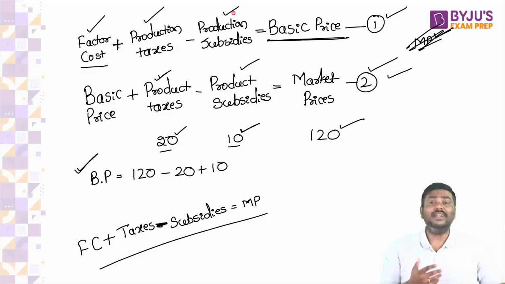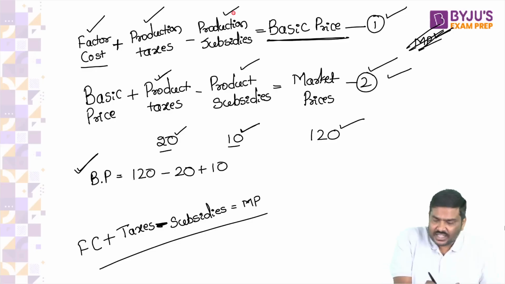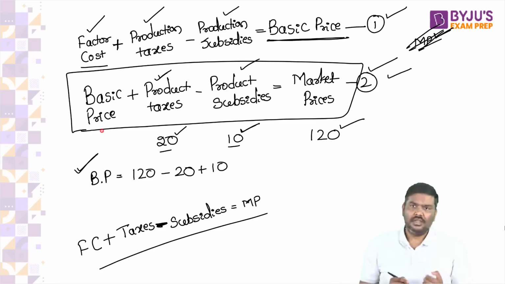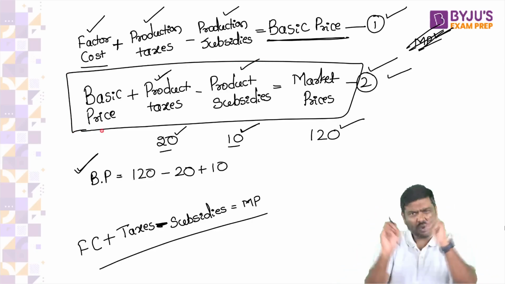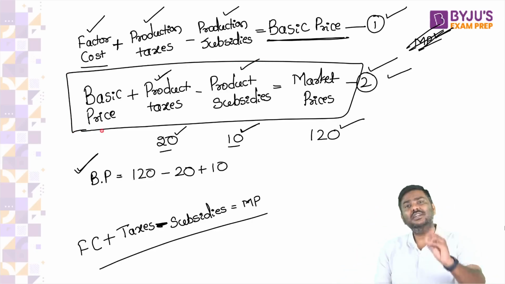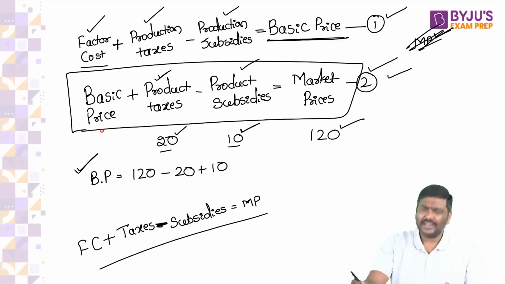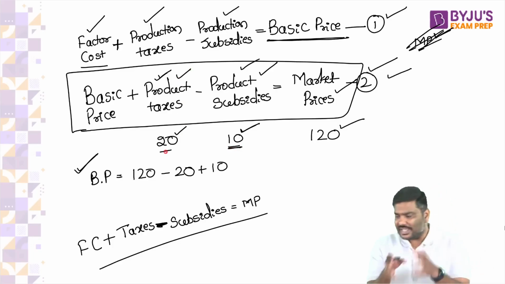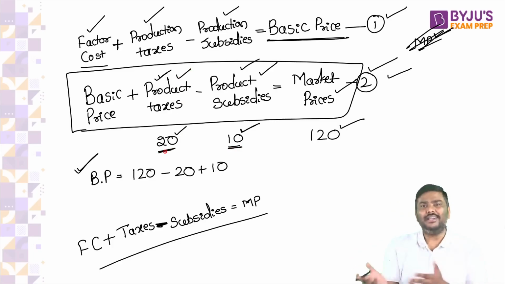How do I do that adjustment? This is the formula for market prices. Now let me throw in certain numbers. Let's say market price is 120, subsidies that you have received is 10 rupees, and product taxes is 20 rupees. Can I use these numbers to calculate the basic prices?